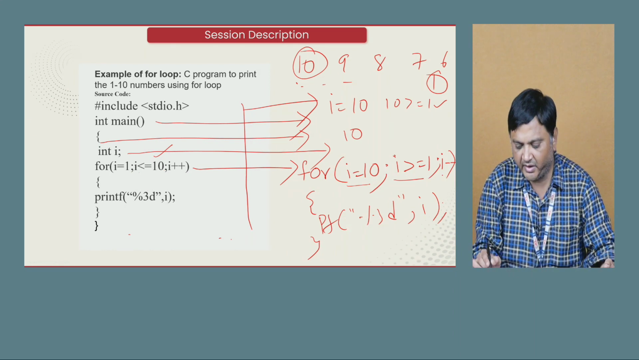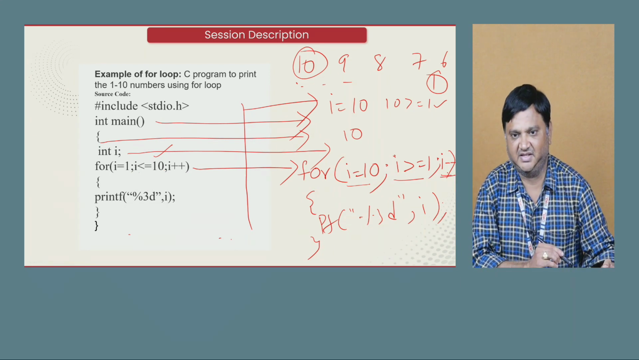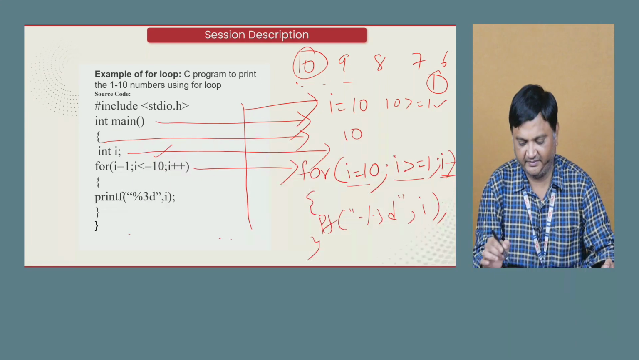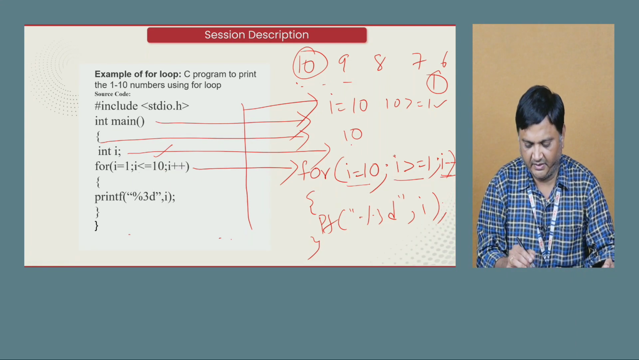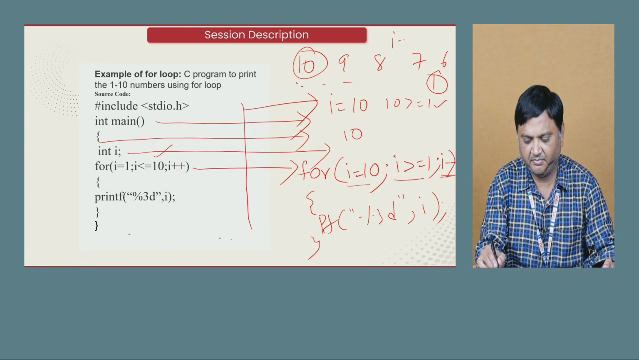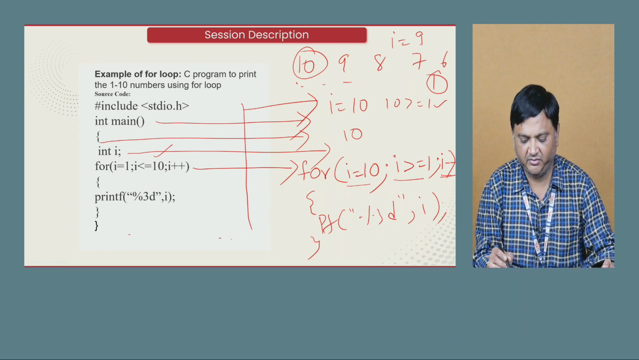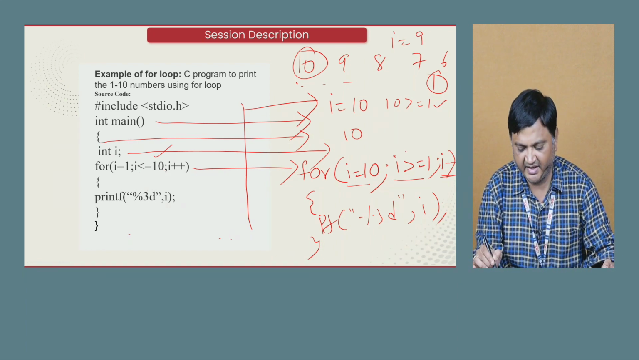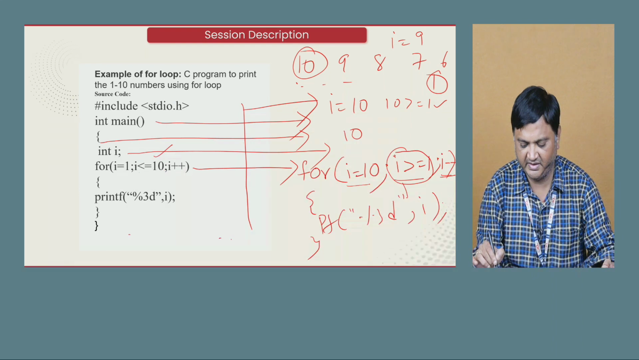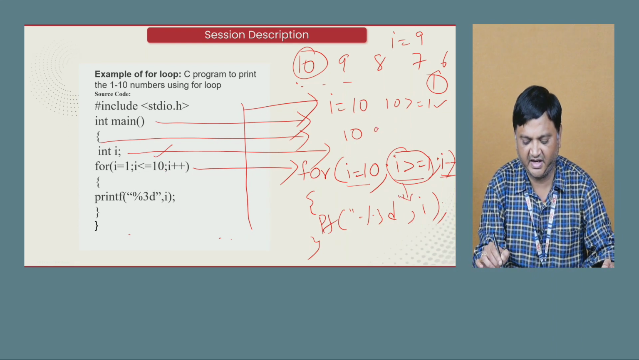Very good. Next, what am I doing? I minus minus. So I will be 9 next. Your next I value, I am writing at the top, will be 9. Again, what is the condition, my dear students? Is 9 greater than or equals to 1? Yes, go inside and print I value. Next 9 will be printed.